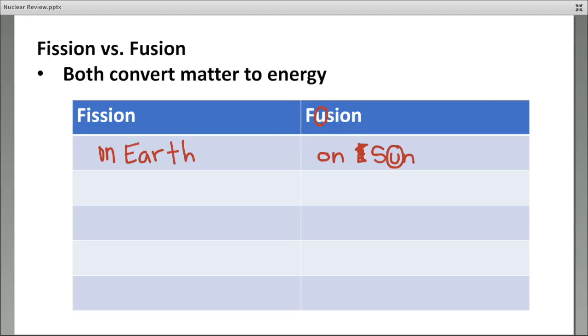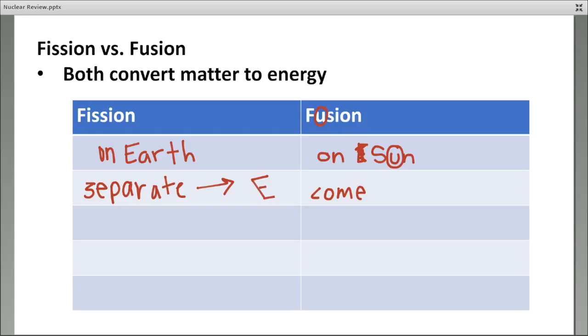In fission, you're going to separate things. Okay, so you're going to separate 2 atoms, or separate 1 atom usually, and produce energy. And I'm just going to use a big E for energy. In fusion, you're going to fuse things together. Okay, so they're going to come together and produce energy.